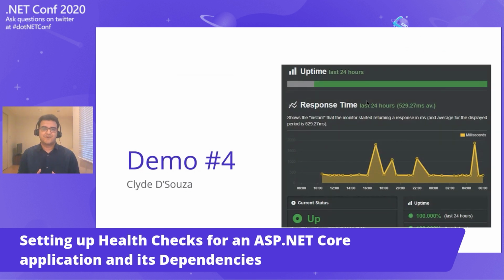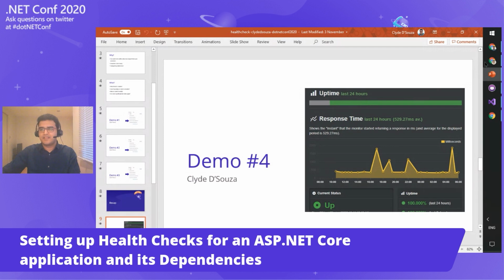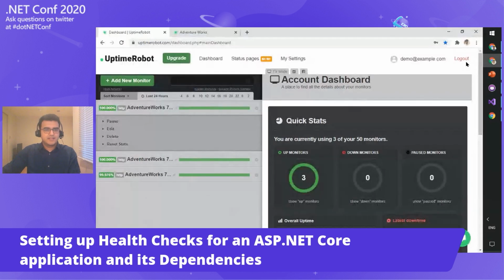Now for demo number 4, I thought I'll quickly show you how to set up availability tests and configure a status page. Now this assumes that you've already made your code changes and have deployed all your resources to the cloud. To add an availability test, you would ideally use an external service. For this particular demo, I've used an external service called Uptime Robot.